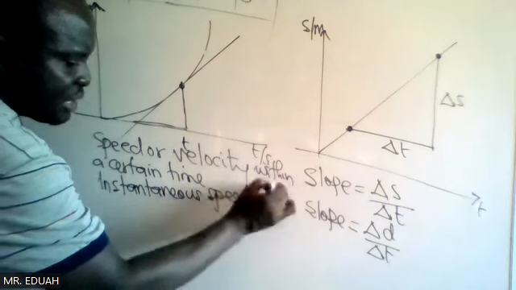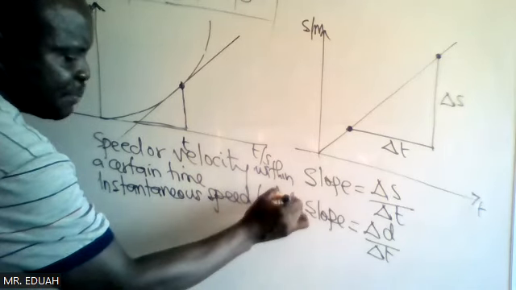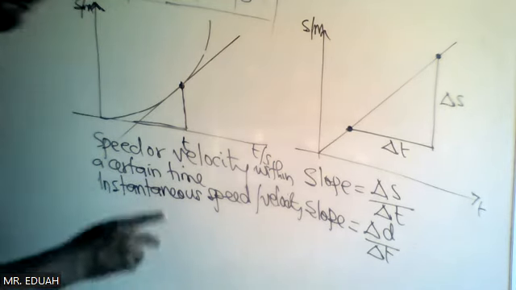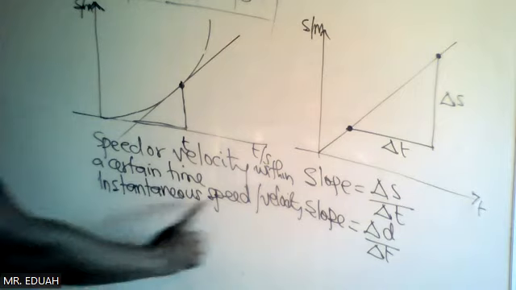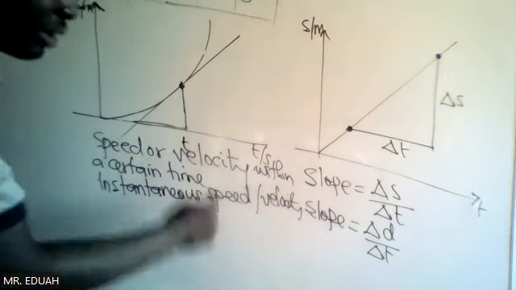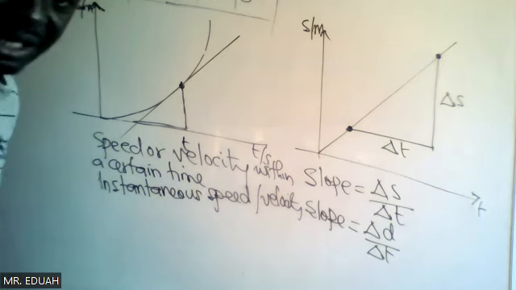I'm using speed and velocity at the same time because if it's a distance time graph, you will talk about instantaneous speed. If it is a displacement time graph, we'll talk about instantaneous velocity.